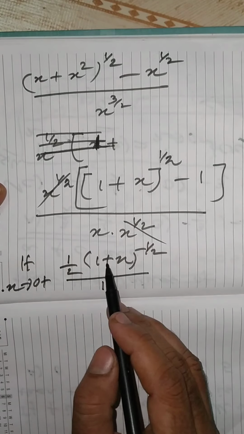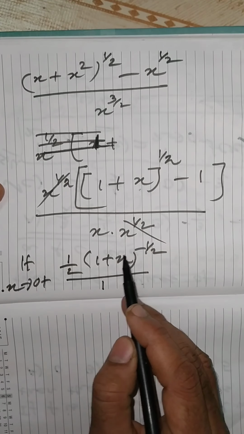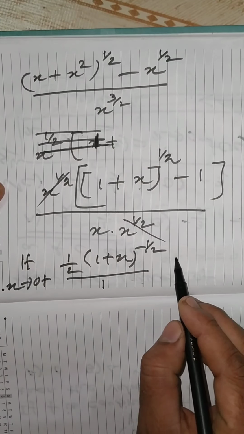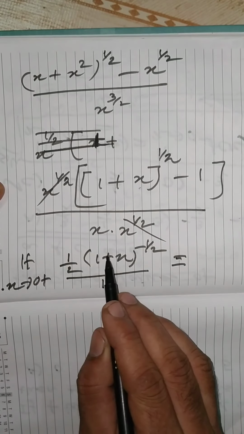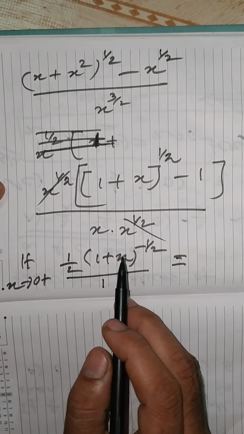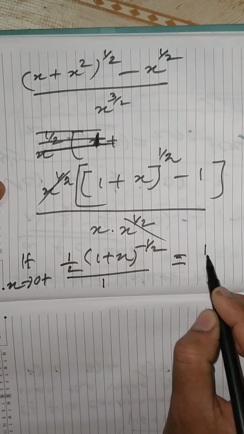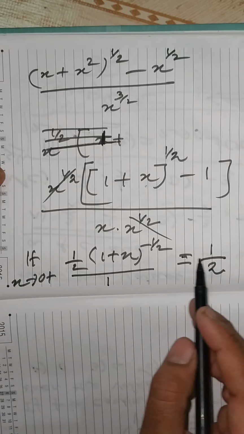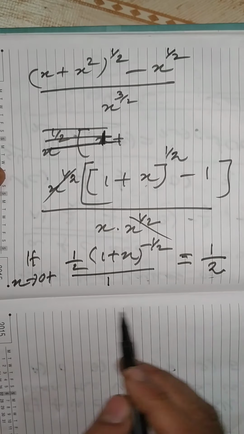So what will happen here? This becomes 0. So finally we are getting 1 power minus 1 by 2, value 1. So 1 into 1 by 2. So we are getting 1 by 2 only. So when we approach from the right, we are getting 1 by 2.